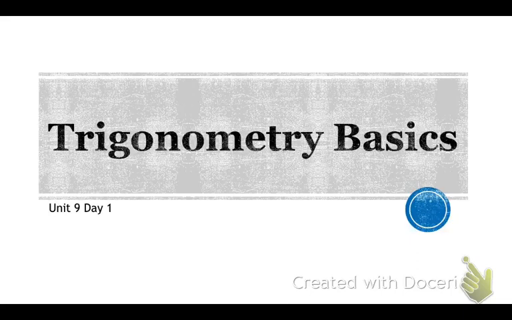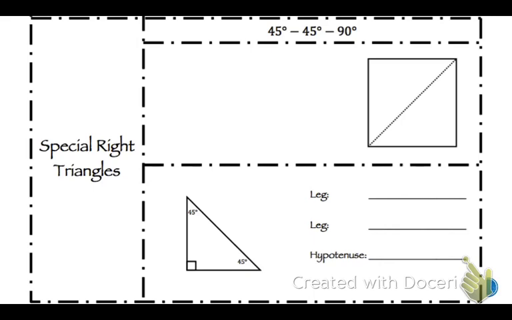All right, Trig Basics, Unit 9, Day 1. Please take good notes on this because we're going to use this information for a very long time, okay? So, special right triangles. We have two types of special right triangles: a 45-45-90 triangle and a 30-60-90 triangle. We need to find the ratios of the sides, and we're going to use those a ton, and they're used a ton in geometry and trigonometry and different things.